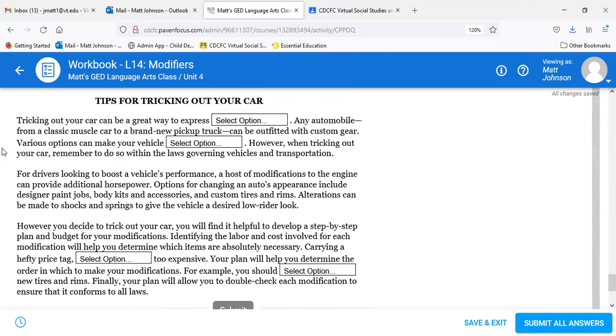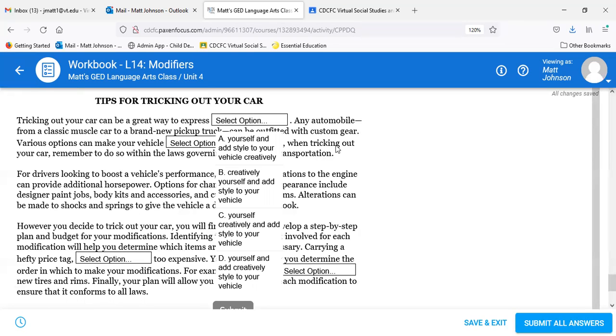Here we go. Last one, tips for tricking out your car. Tricking out your car can be a great way to express. And Sasha Gay, I've just realized I've left you out of the loop this entire time. So take it away.